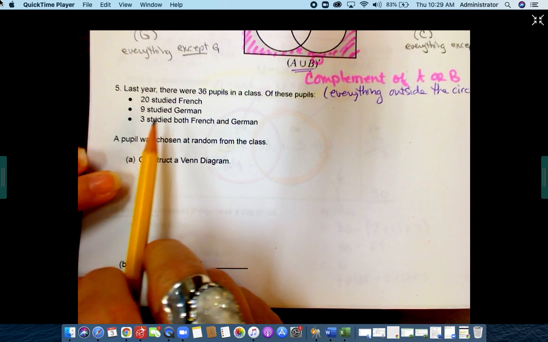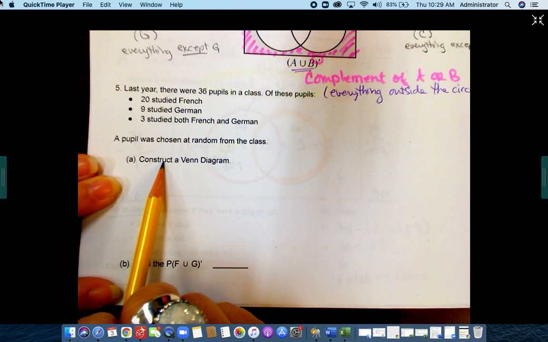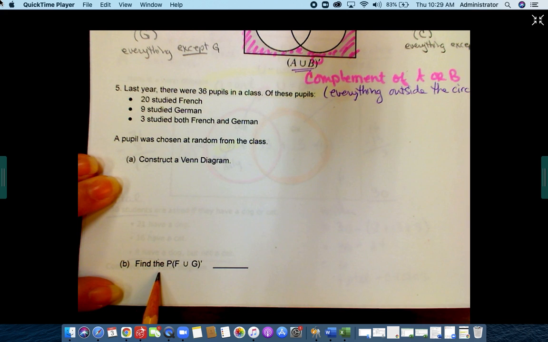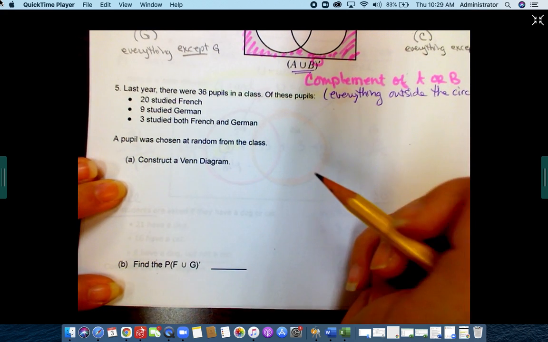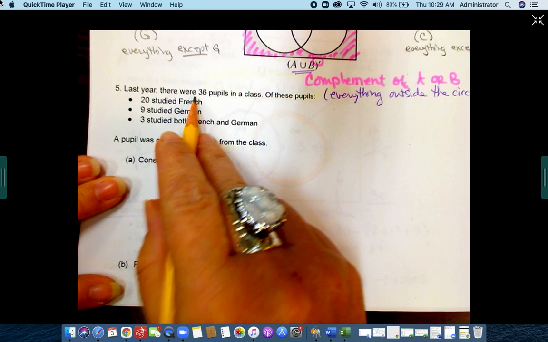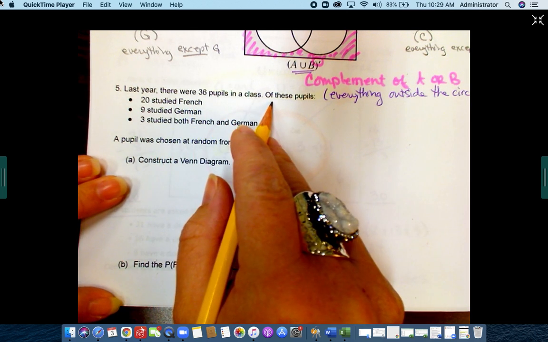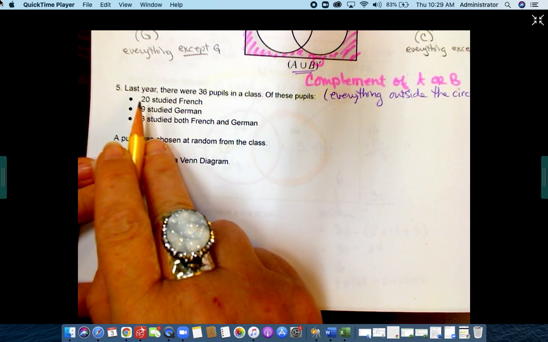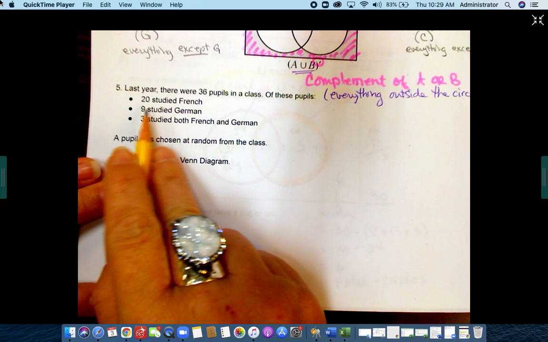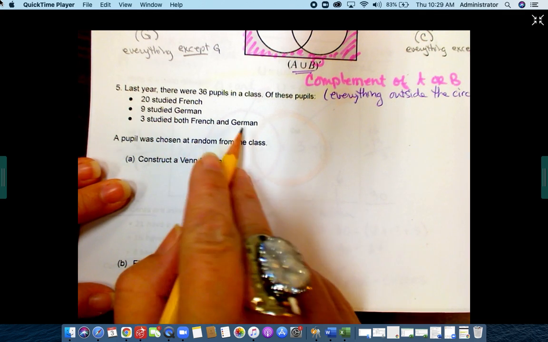So let's see what we've got here. We can see that our job is to construct a Venn diagram, and we're going to answer a probability question about a complement. So let's see what we've got. Last year there were 36 pupils in a class. Of these pupils, 20 studied French, 9 studied German, and 3 studied French and German.